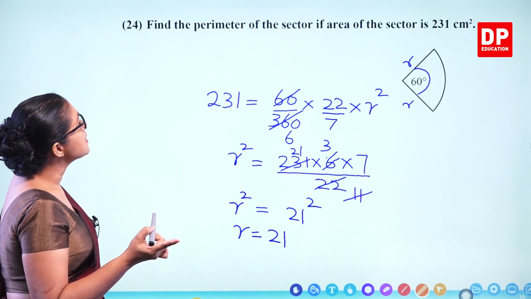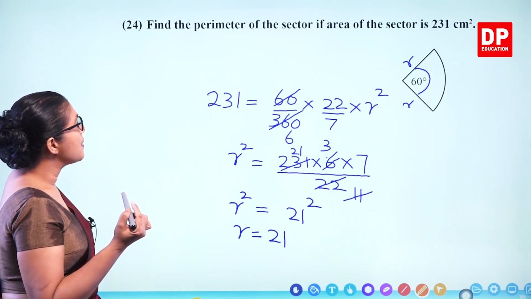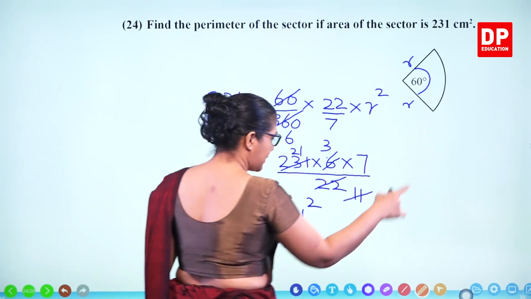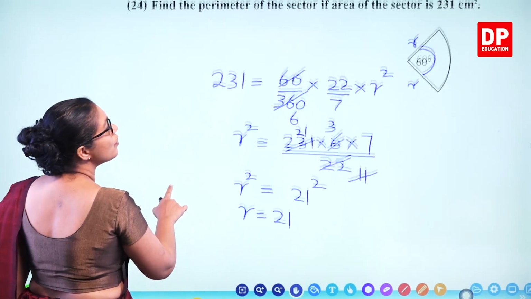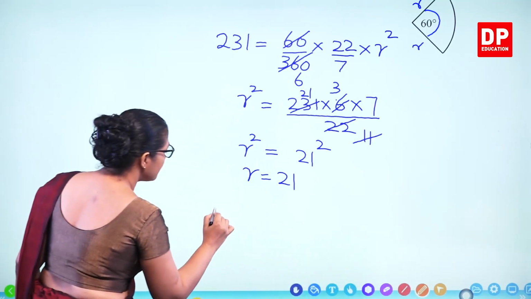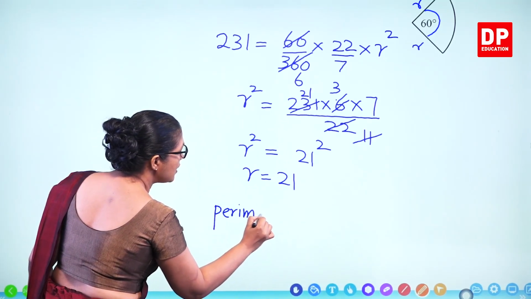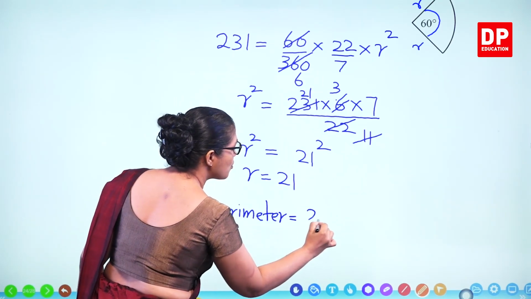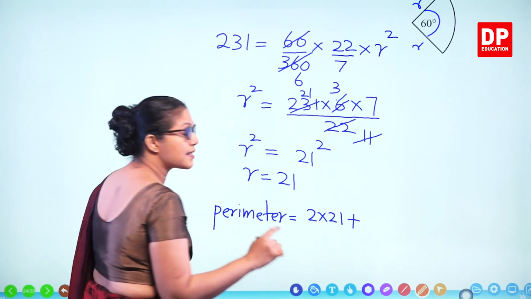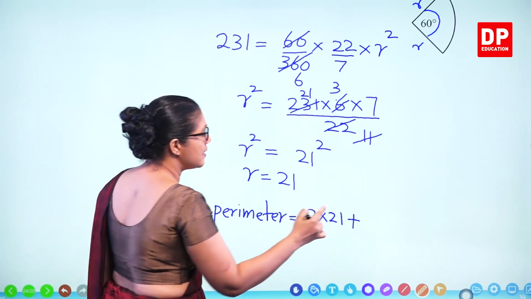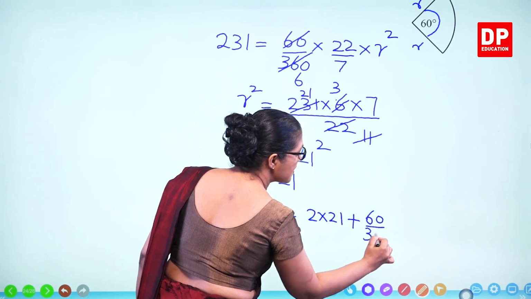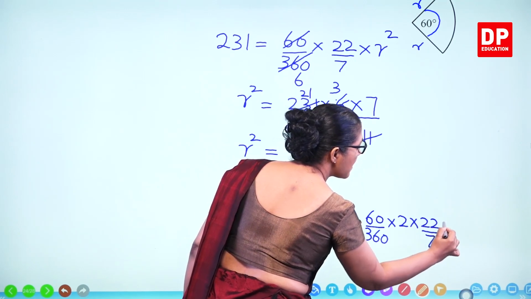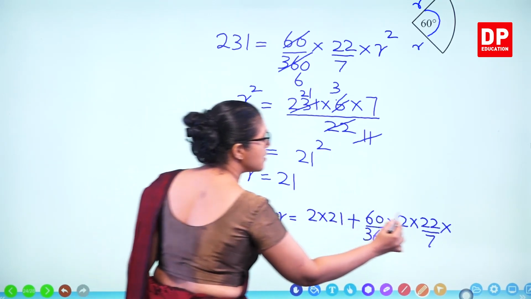So they're asking what's the perimeter. So what's the perimeter of the sector? You need to find out the arc length. So you can find out perimeter is equal to 2r, r and r, 2r, 2 times 21 plus, how do you find out the arc length? 60 over 360 into 2 pi r. 2 times pi is 22 over 7 and r is 21.